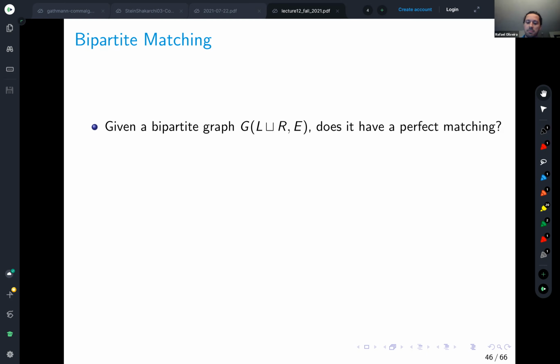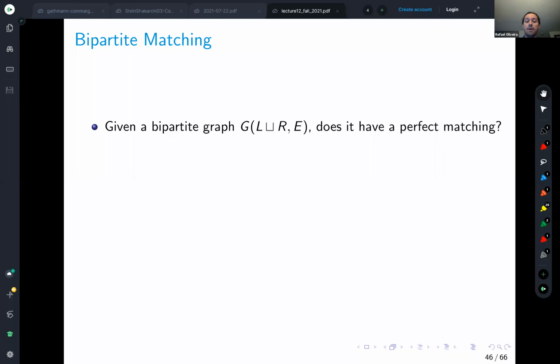Okay, so in the bipartite matching problem, we're given a bipartite graph, and then we have the left vertices and the right vertices. That's why it's partitioning left and right, and the edge set. And the question is, does it have a perfect matching? We saw this in lecture 7.